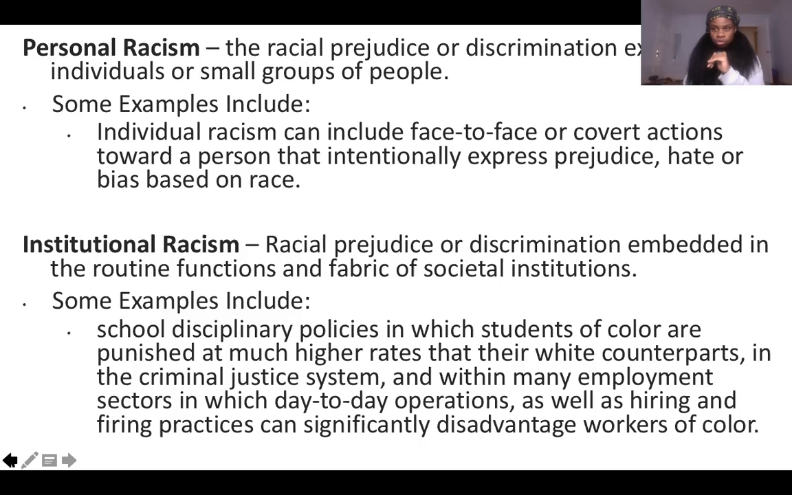I'll start off with institutional racism. Institutional racism is racial prejudice and/or discrimination that is embedded in the routine functions and fabric of societal institutions. Okay? Remember our societal institutions. This is where Emile and Talcott Parsons really come back to us. Our institutions: family, religion, education, economy, the state, media, work, peers. Okay, those are our major institutions.